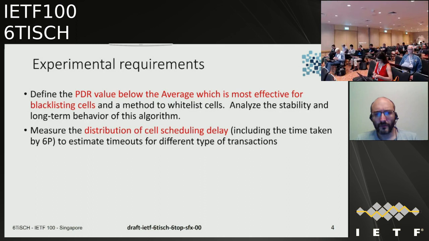To define the PDR value below the average, which is most effective, in fact, for blacklisting cells, and also to whitelist them, and then to analyze the stability. We've been working mostly on the idea that there's a percentage of them that should be added or deleted, but we want to understand how many should be deleted or added, and then measure this distribution of cell scheduling delay.